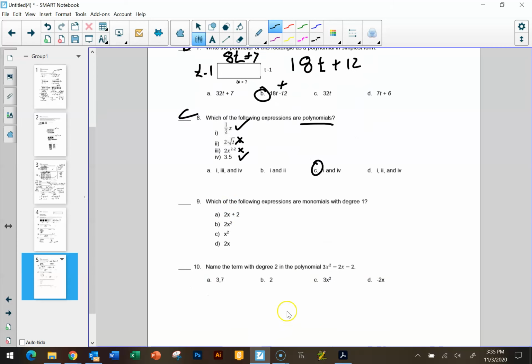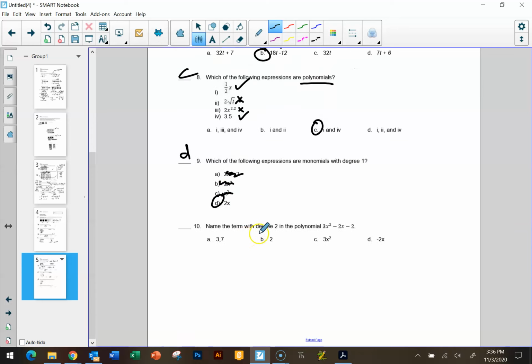Which of the following expressions are monomials with degree 1? Well, this is a binomial, so it's out. This has degree 2, so it's out. Degree 2, that's out, which leaves us with D. Name the term with degree 2 in the polynomial 3x squared minus 2x minus 2. Well, that's degree 2. So the term is 3x squared, which is C.